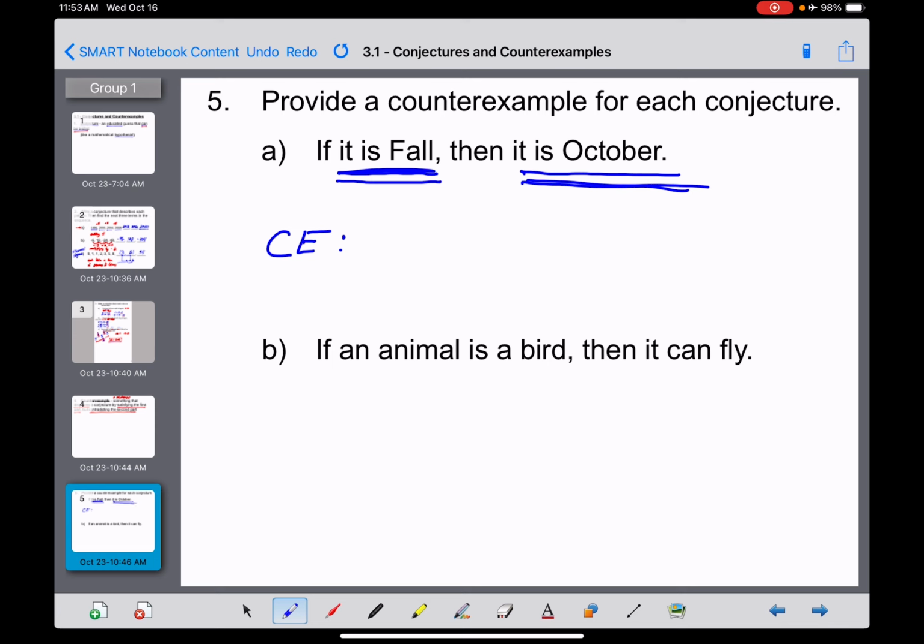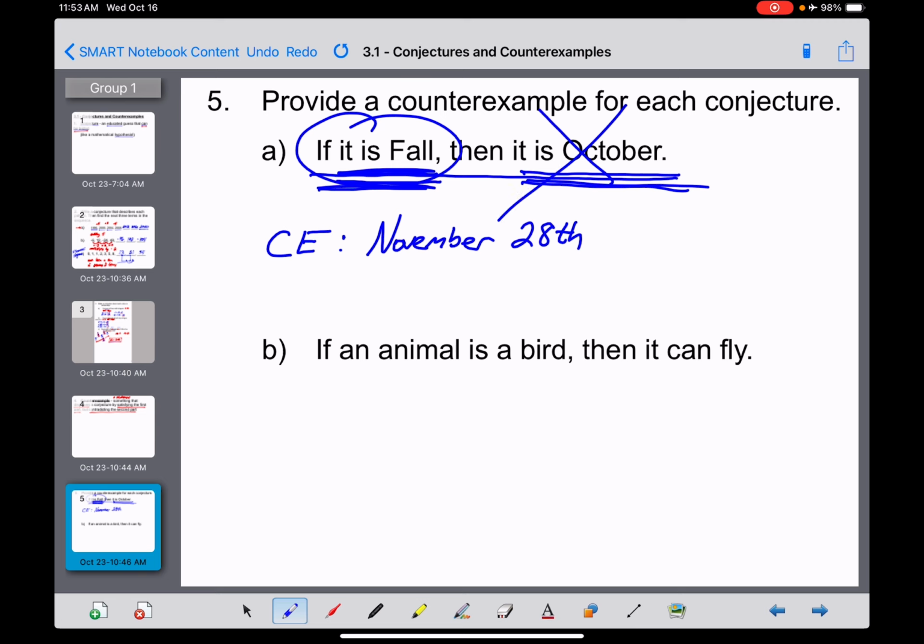So I'm going to go with Thanksgiving, everybody. I'm just going to write down November, and I believe Thanksgiving is the 28th this year. This is a counterexample that shows you that this statement is not 100% true, because November 28th is a date that is in the fall. So yeah, it verifies this, but it's not in October, it's in November instead, so it contradicts the second part.